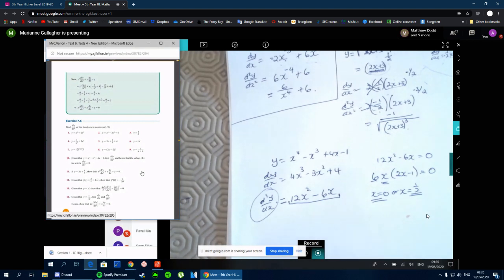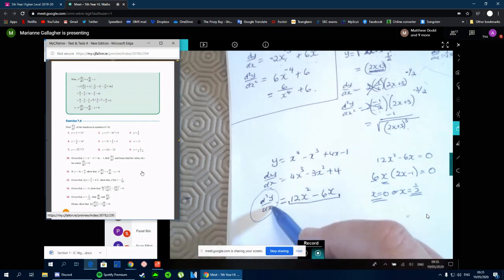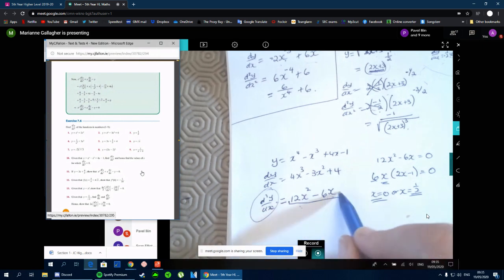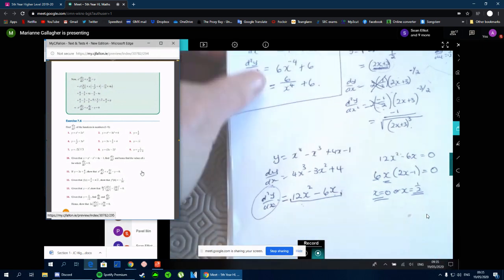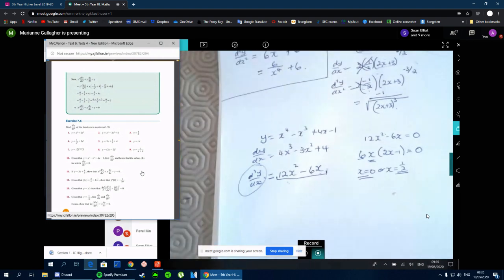So you have to kind of understand what the question is saying. Find d2y/dx squared, do that. Find the values of x which make that equal to 0. So set it equal to 0 and solve. When you're finding values of x, you're solving. Is that okay? Yep.